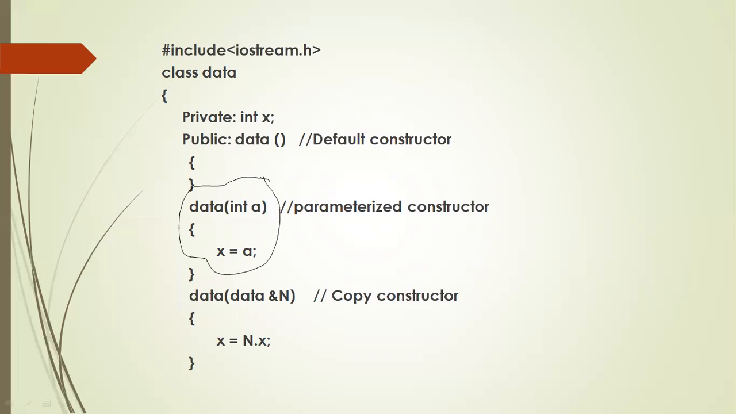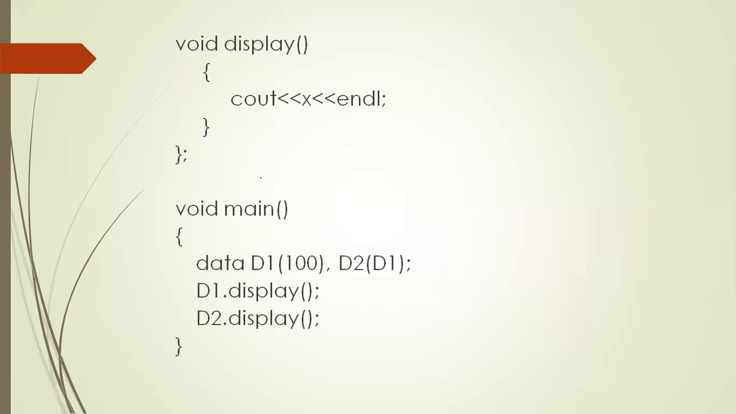Because you are passing a parameter called 100, here a value will become 100. That is assigned to the member data called x. So now, for the object d1, the x value becomes 100 because the a value is 100. So d1.x becomes 100. For the first object, the data member value becomes 100.